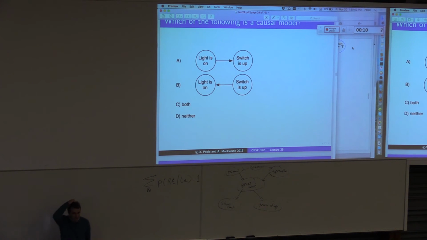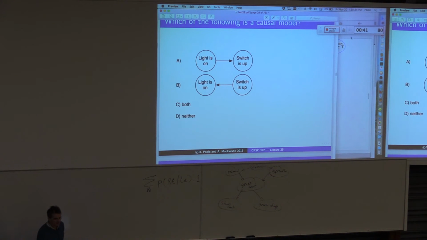Which of the following is a causal model? How does the world work? It's sort of an interesting model. I'll explain why this is sort of an interesting model in a second. But make sure you know which way the world works. Is that a causal model between the relationship between lights being on and switches? Is it B? Are both causal models, or is neither? Let's try and think about what that might mean.